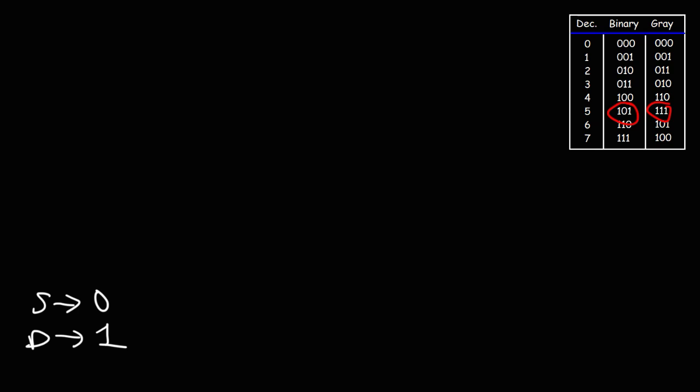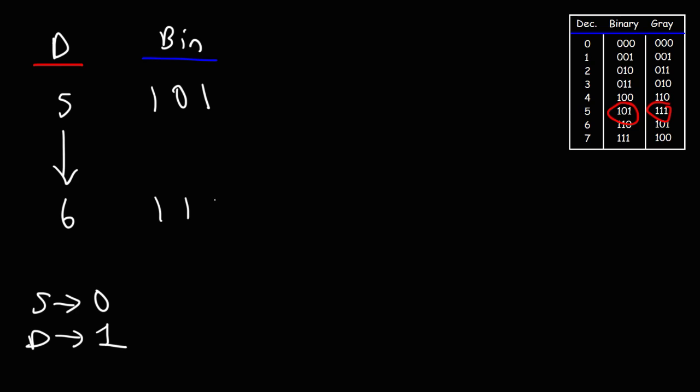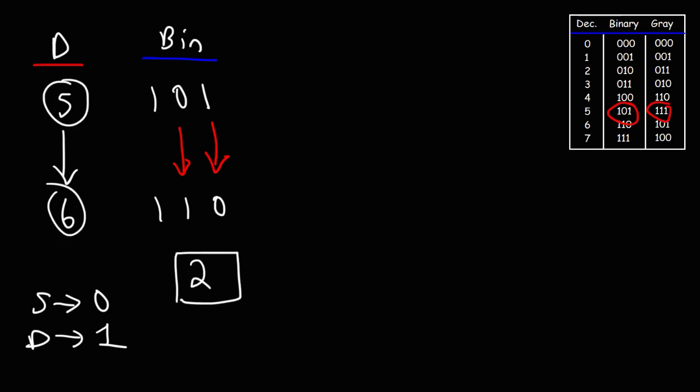For instance, as we go from the decimal value 5 to 6, notice the number of changes in the binary code. So the binary code for 5 is 101, and the binary code for 6 is 110. So here we made a change from 1 to 0 and also from 0 to 1. So there were two changes going from one number to the next.